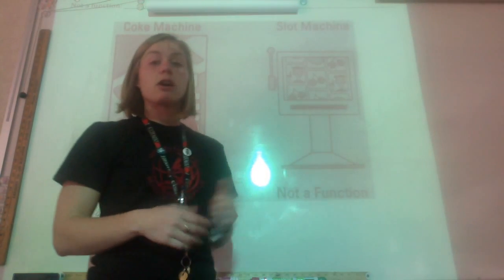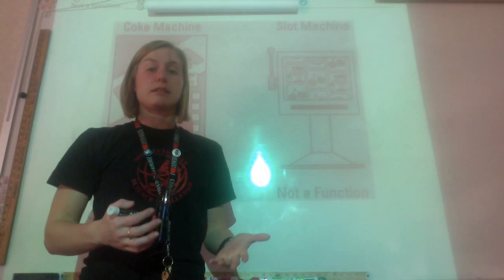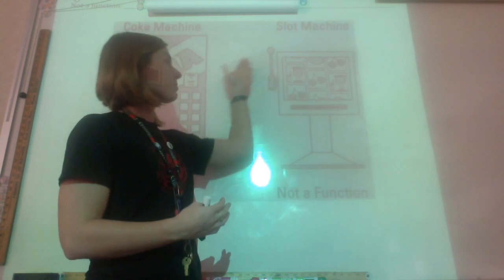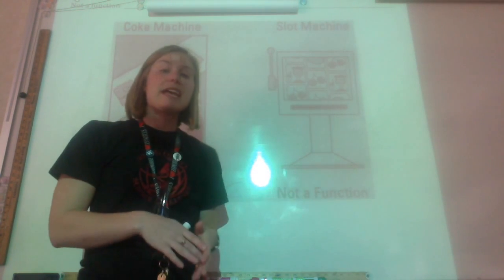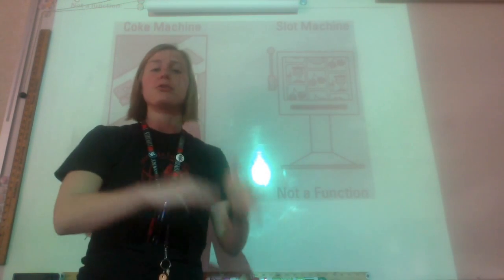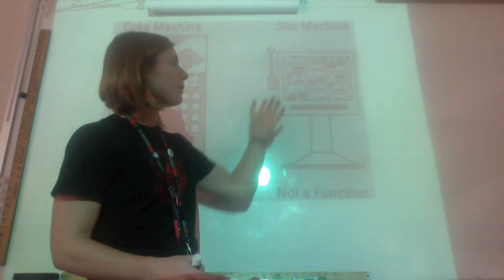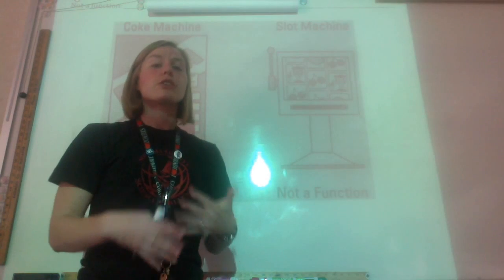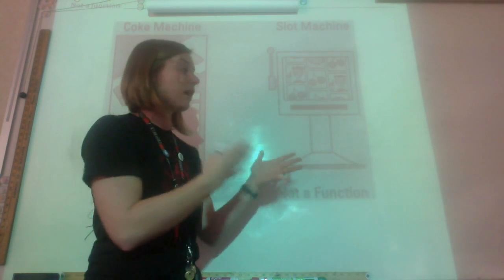Slot machines, however, are not functions because they are not consistent. Our input is putting in the quarter and pulling the arm, and then you can get an array of things that can happen. You hit the jackpot, you get nothing, you get a couple things matching but not total. There is no consistency there. So this is not a function.